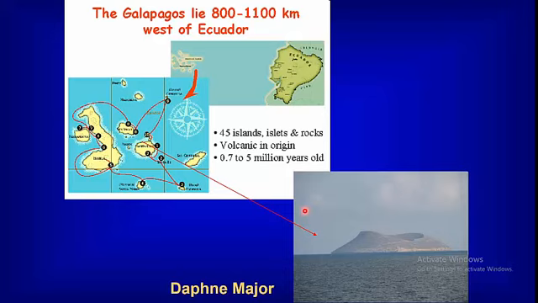So, as you know, these islands lie about 800 to 1100 kilometers west of Ecuador. And the study that we are going to talk about concentrates on this particular island called Daphne Major, which in spite of the major in its name is actually a pretty small island. Apparently if you start at any one point on the rim and simply walk along this rim, you can come back to this point in about 20 minutes. That's how small an island it is.